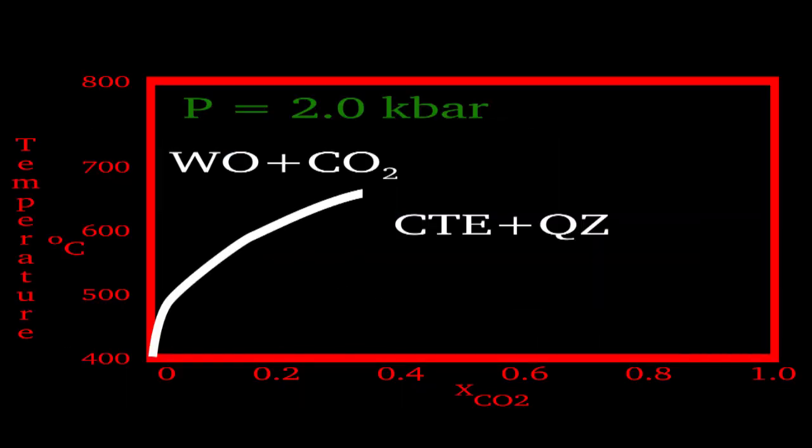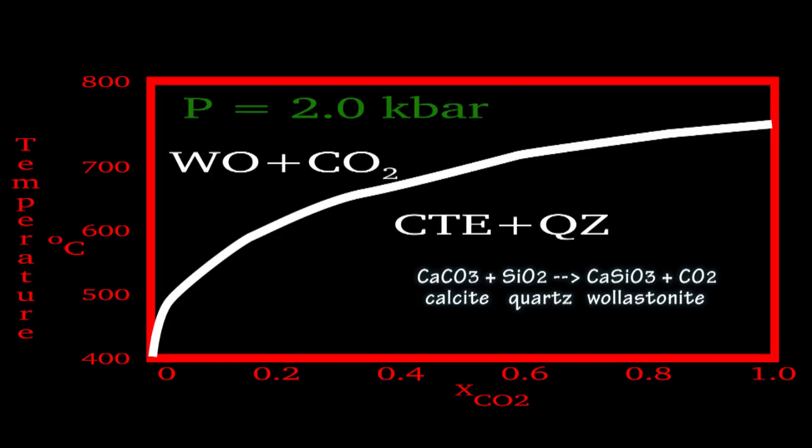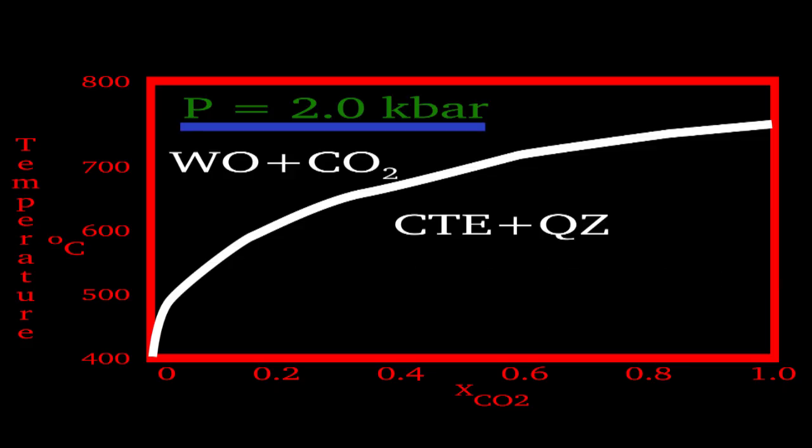Let me introduce you to another type of graph we might use in metamorphic rocks. This is a temperature fraction of CO2 plot for our previous calcite and quartz to wollastonite and CO2 formula. We said if we have water present, there are 2 degrees of freedom, so I can choose any condition of pressure and temperature, and there will be a definite fraction of CO2 at which the formula transition takes place. Or I can choose a fraction of CO2 level in the fluid and a pressure and know exactly what temperature this reaction will take place at.